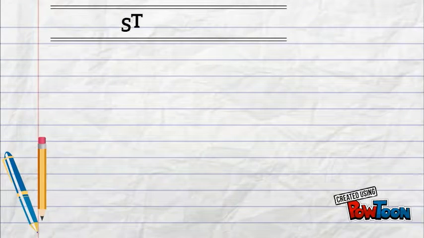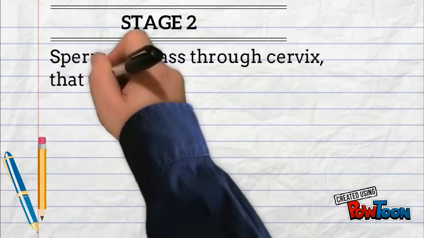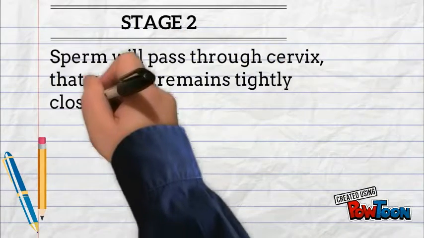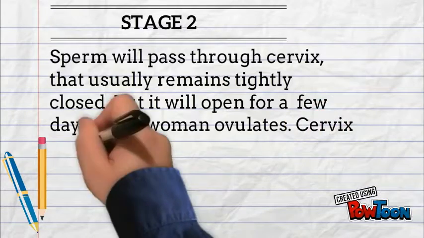Stage 2. Sperm will pass through the cervix, which usually remains tightly closed, but it will open for a few days while a woman ovulates. Cervical mucus is thinner and has a more watery consistency to ease passageway.